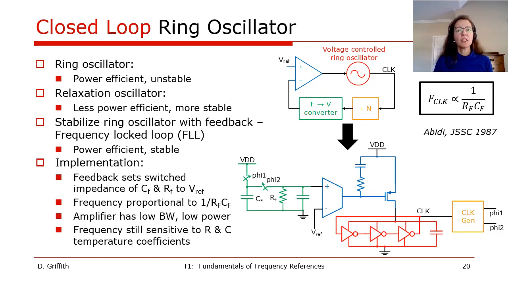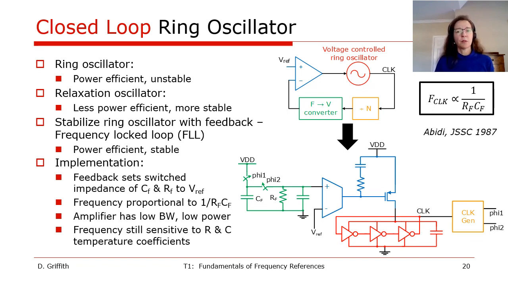An implementation is shown to the bottom right. First, we have a power efficient ring oscillator in red with a current source provided in blue. The current source value is set by the output of an amplifier, also in blue, and the ring oscillator clock in orange, which switches a capacitor and a resistor, shown in green. Feedback sets the impedance equal to a reference voltage, which means that the frequency is proportional to 1 over RC.